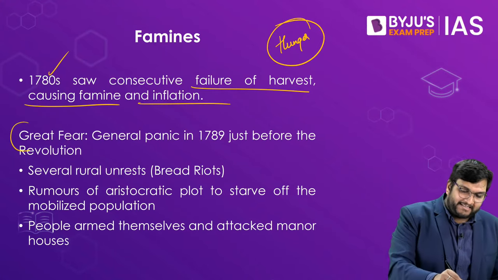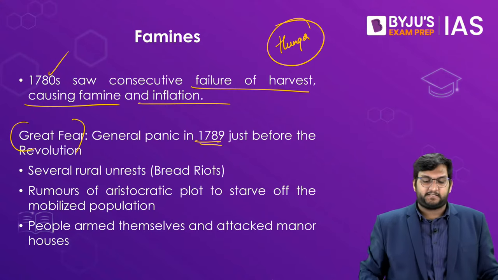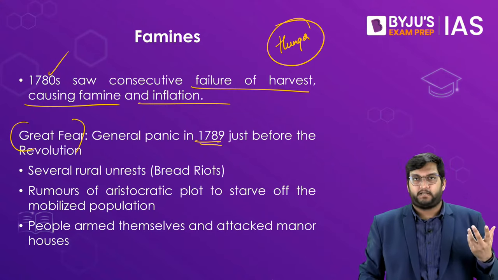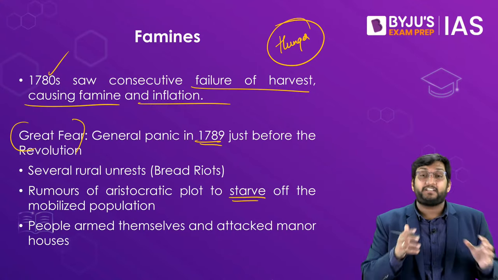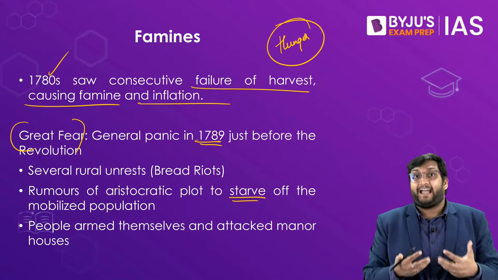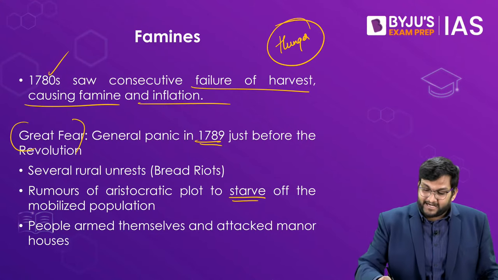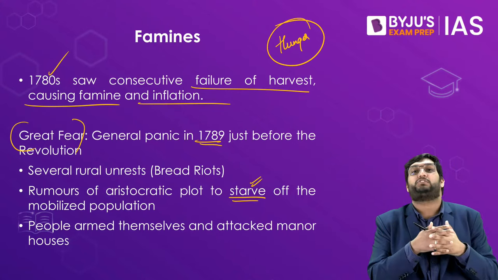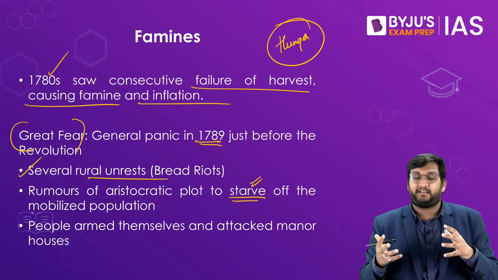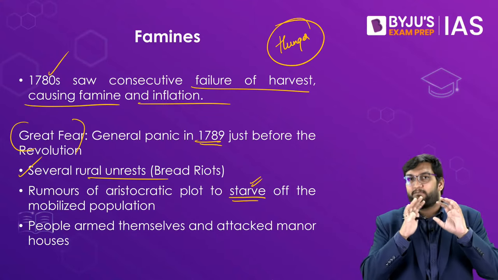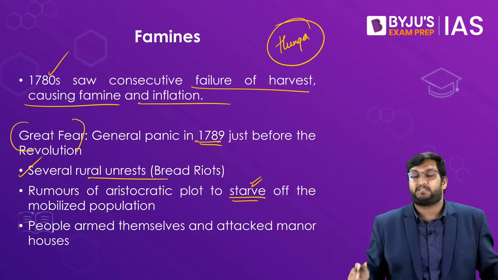So in the 1780s, and just on the eve of the French Revolution in 1789 itself, you have what is called the Great Fear. The Great Fear is that the peasants started to believe that they would technically die of hunger, and that was an aristocratic conspiracy that they would make everybody die because the population was also rising. So several rural unrests will happen, which are called the bread riots. People will look for bread. There is a major failure in the harvest. Louis XV, XVI don't care. Technically, Louis XVI does not care.